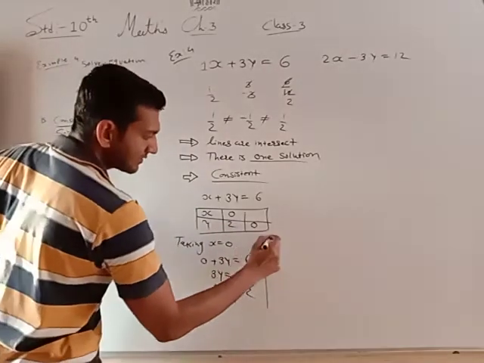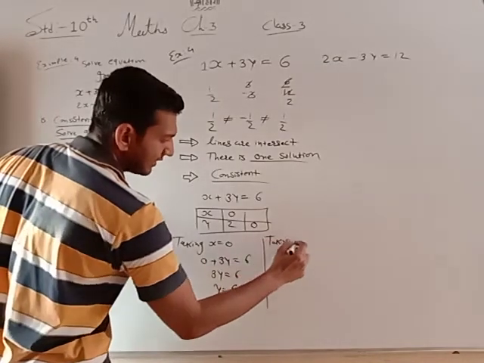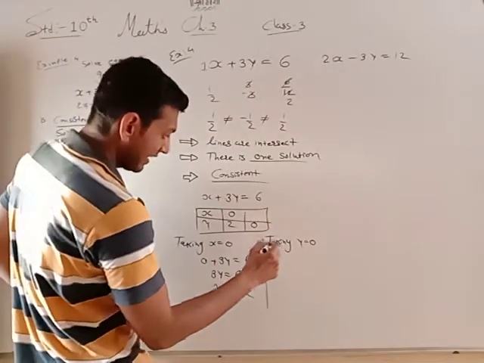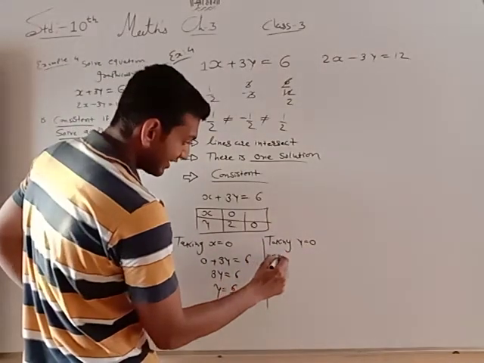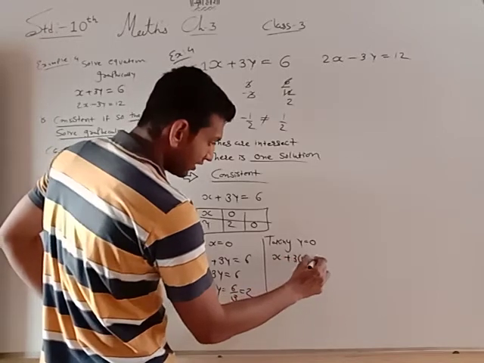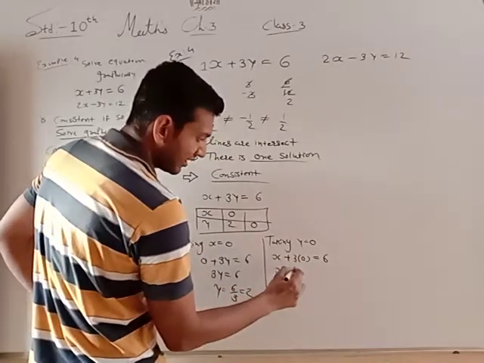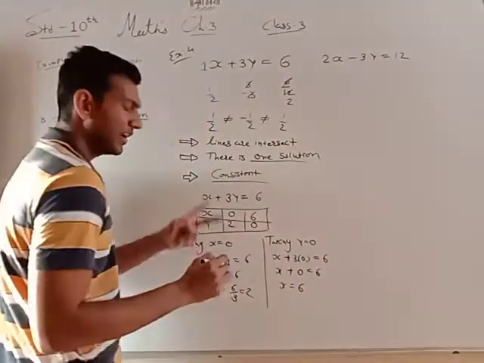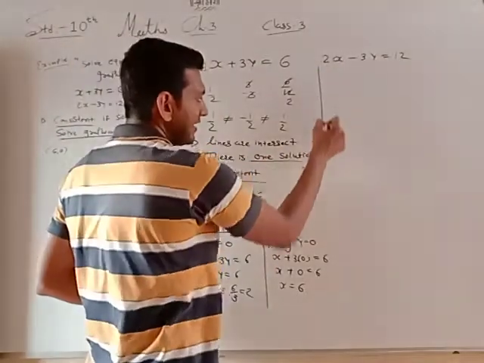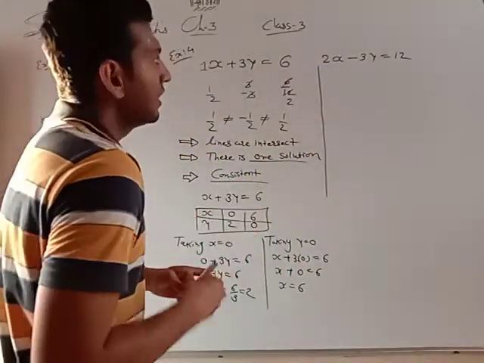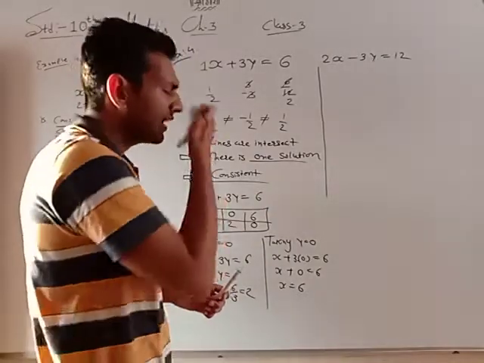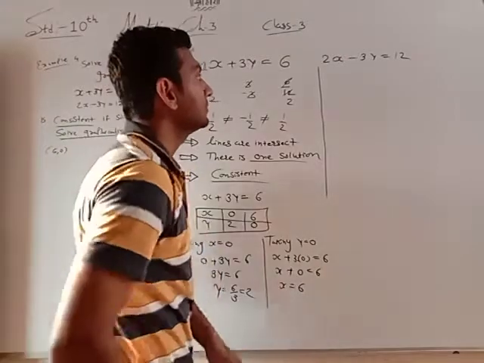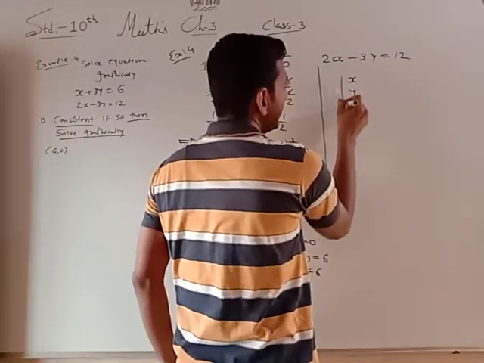In the second case, taking y is equal to 0, you get x plus 3 into 0 is equal to 6. So 3 into 0 is 0, and x is equal to 6. You get the two solutions. Similarly, find the two solutions of the second equation. In the second equation also you can take x is equal to 0 and y is equal to 0. So first let's make a table.